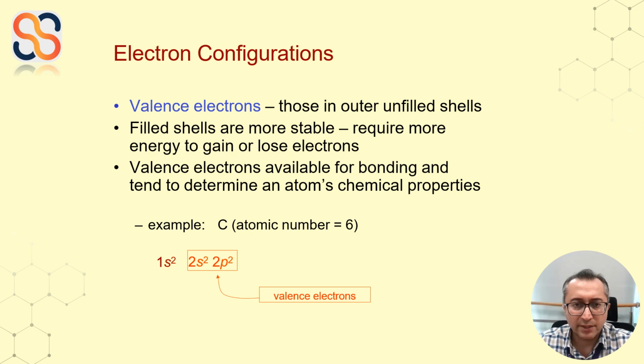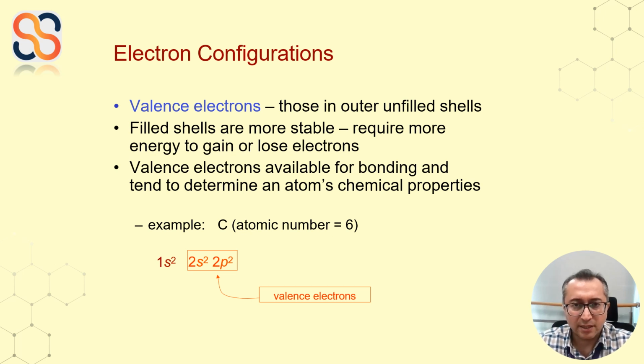Carbon's atomic number is 6, so its electron configuration is 1s2, 2s2, 2p2. That means in its outer shell, the second shell, it has 2 electrons in the 2s orbital and 2 in the 2p orbital. So these 4 valence electrons are the key to carbon's chemistry.